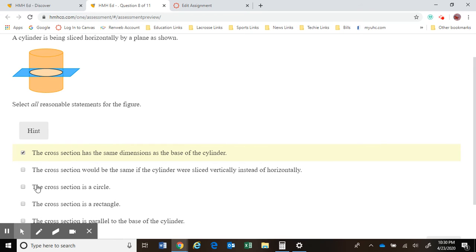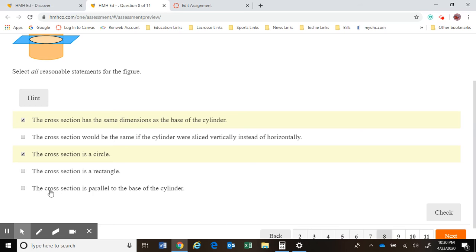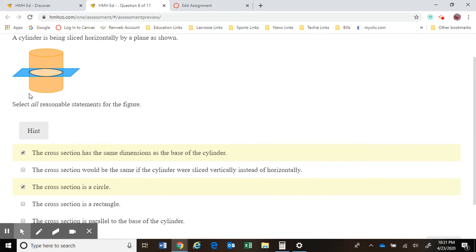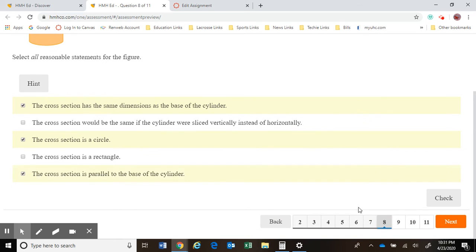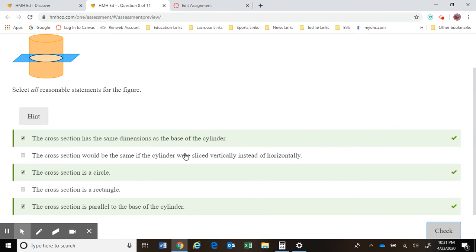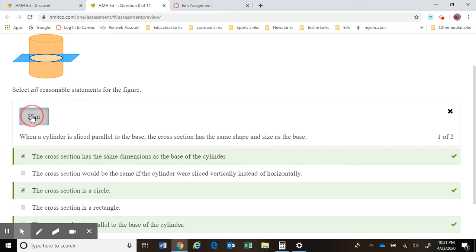Okay. The cross section is a circle. Does that look like a circle? Looks like a circle to me. The cross section is a rectangle. Well, if it's a circle, it can't be a rectangle, can it? The cross section is parallel to the base of the cylinder. Is this parallel to the bottom? Yeah, it's parallel to the bottom. Check it. We're good. Hopefully those explanations of the 3 answers and the 2 non-answers made sense to you. Talk yourself through them. Check out the hints.